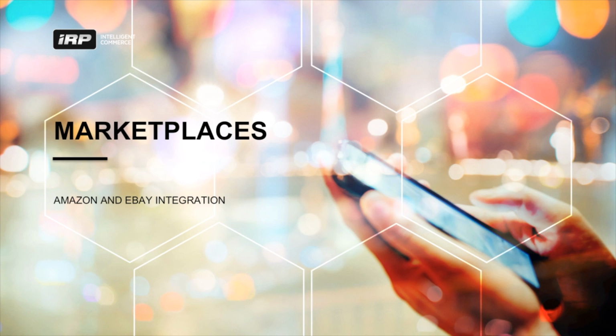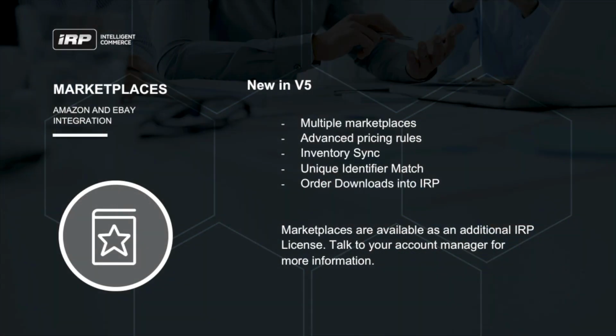A quick note on marketplaces. A significant amount of work has been put into the Amazon and eBay integration on IRP V5. This allows you to manage different settings across multiple marketplaces and multiple countries. There are advanced pricing rules, the ability to send these up to Amazon and eBay, syncing of inventories, and matches on unique identifiers. The main purpose of these is to be able to download your orders from these marketplaces into your IRP order flow and manage everything from one single backend. These are available as an additional license, so please ask your account manager for more information on this going forward.